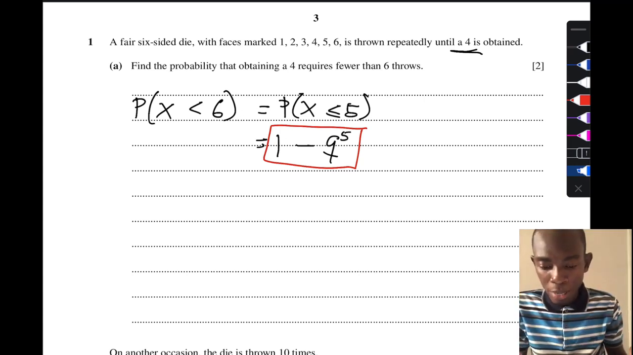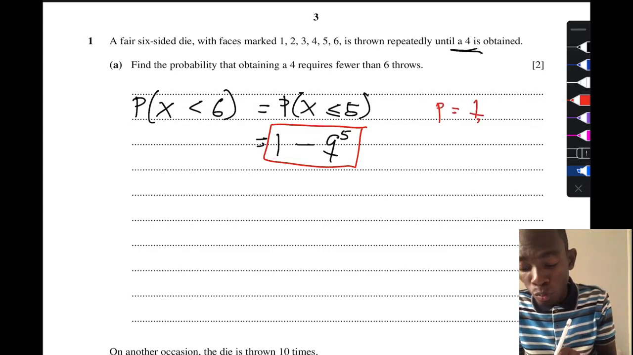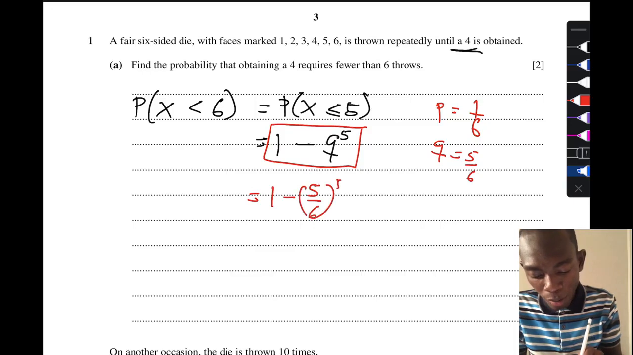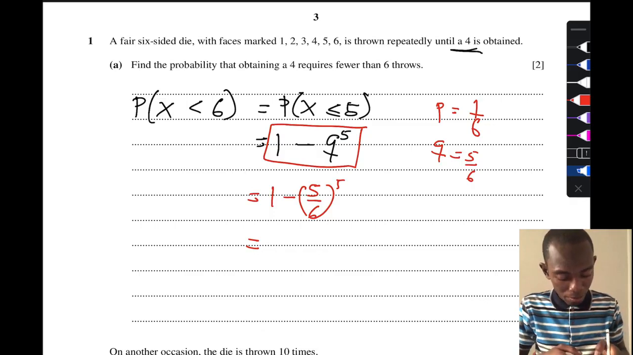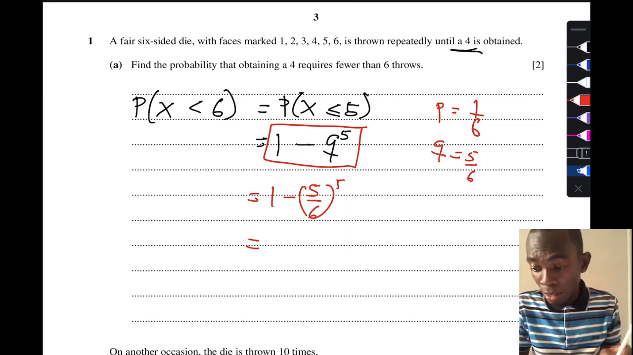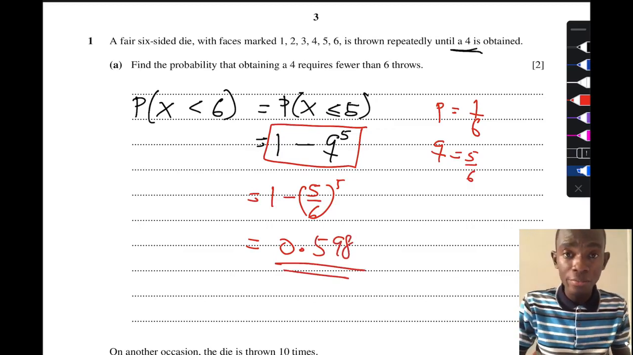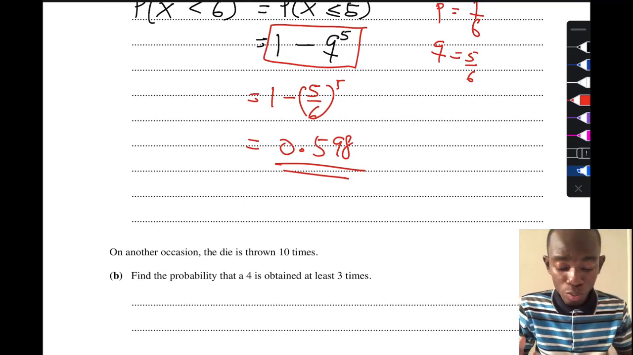We don't know our p and q, so let's get them from the information. You have 6 faces, so the probability of getting a 4 is 1 over 6. Therefore, failure is 5 over 6. So we have 1 minus 5 over 6, all to the power 5. You can put this on the calculator, and that is 0.598, correct to 3 SF. Now let's consider part B. It says on another occasion the die is thrown 10 times.